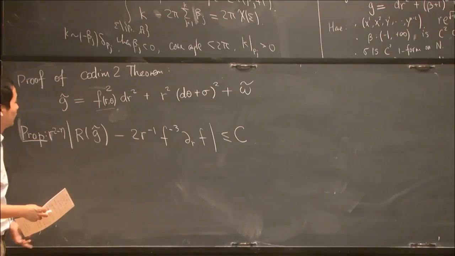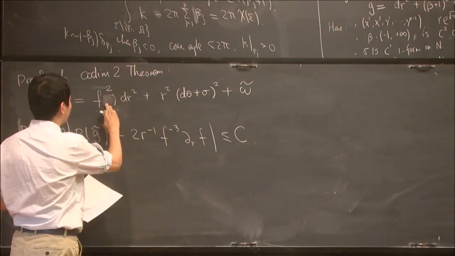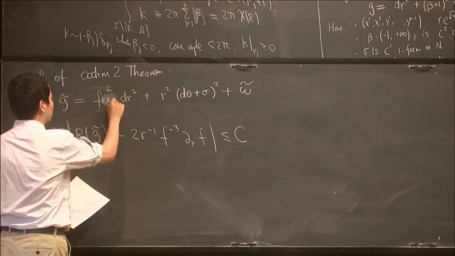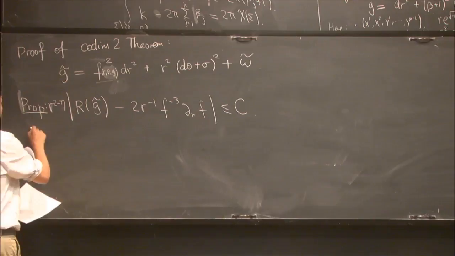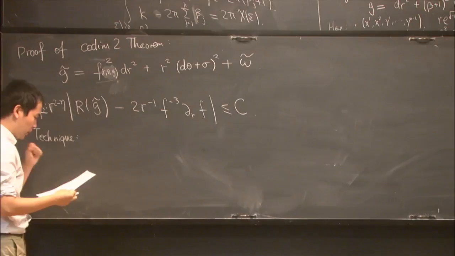Right, so in that case, I think I need to allow F to depend also on Y as well. So it's a function of R, theta and Y. Okay, and how do we do the calculation? Well, the technique, which I'll very briefly describe, is a slicing technique.